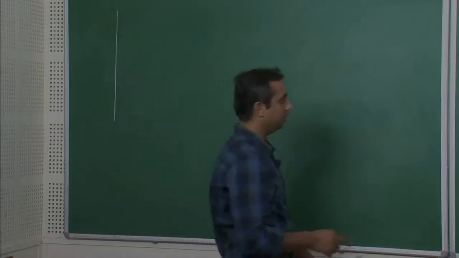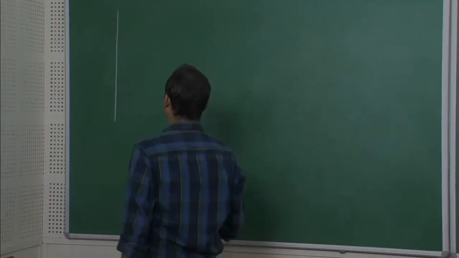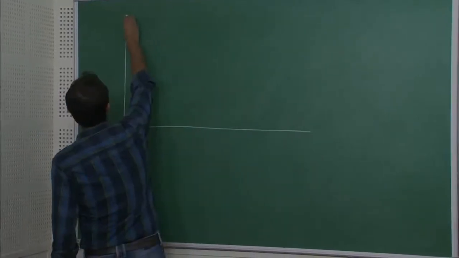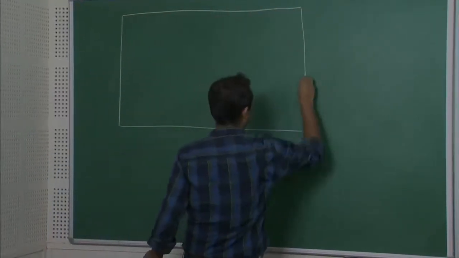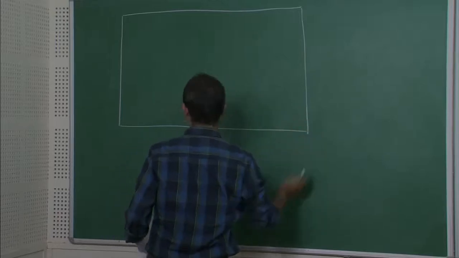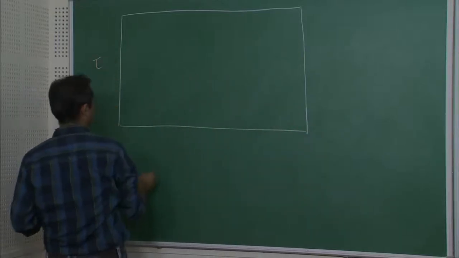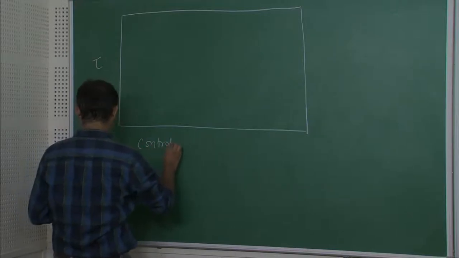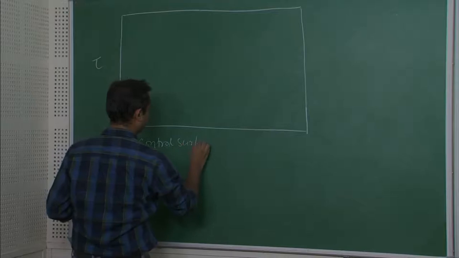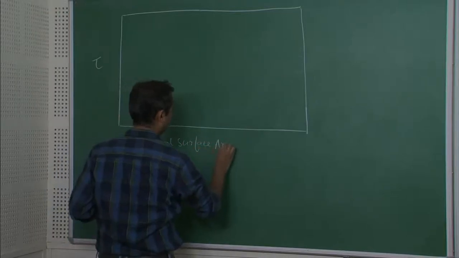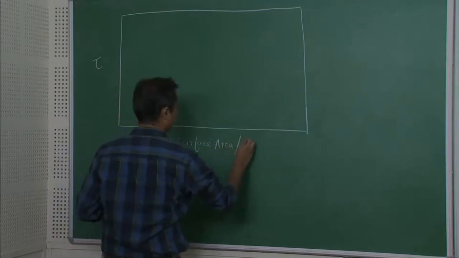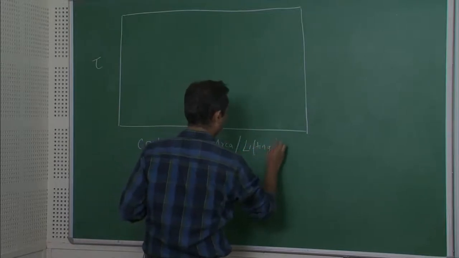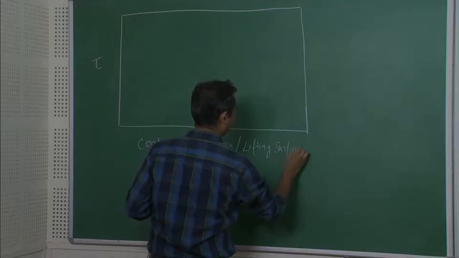Now, we have introduced a new term, tau. This value of tau is taken from a graph, which is usually given; it is a design parameter. I am giving you that graph. This is the value of tau, and this is your control surface area divided by lifting surface area.